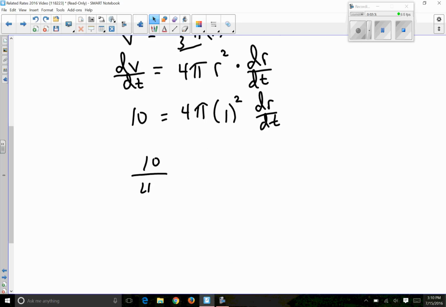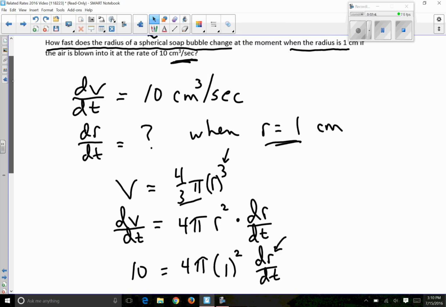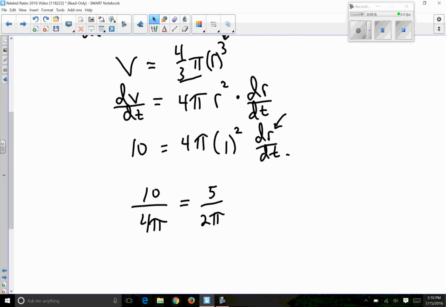10 over 4 pi, which can be reduced to 5 over 2 pi. Since the radius of this sphere will be measured in centimeters, and time in this problem is measured in seconds, this answer will get labeled centimeters per second.